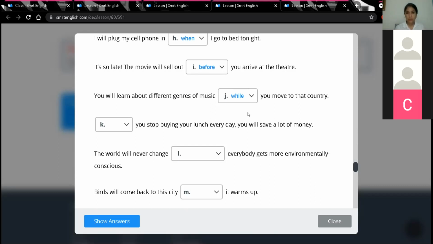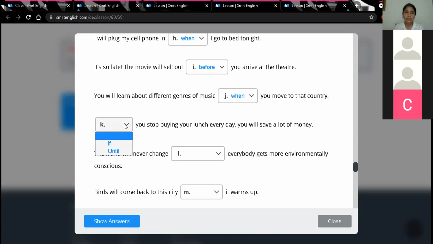Okay, so read the sentence again. Please read it. You will learn about different genres of music while you move to that country. Okay, so you will learn while you're moving. Oh, okay, yes, it's in the future. Yeah, for sure. So it's when, right? Okay, so when you move, you will learn. Very good. Okay, letter K.